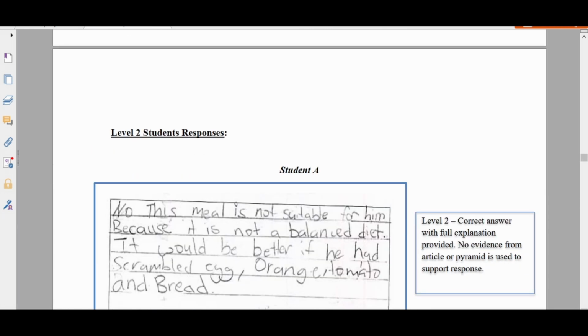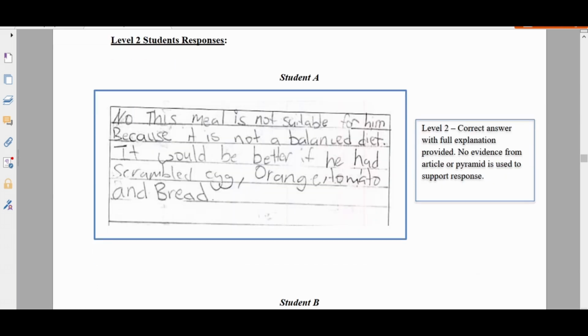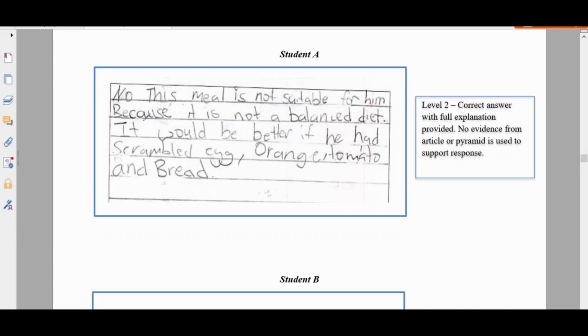Let us look now at a level 2 response. No, this meal is not suitable for him because it is not a balanced diet. It would be better for him if he had scrambled egg, orange, tomato, and bread. Now, the only carbohydrate I'm seeing here is bread. So I guess probably that's why it's level 2. So look at this now. What do they say? Correct answer with full explanation provided, but no evidence from the article or pyramid is used to support the response.